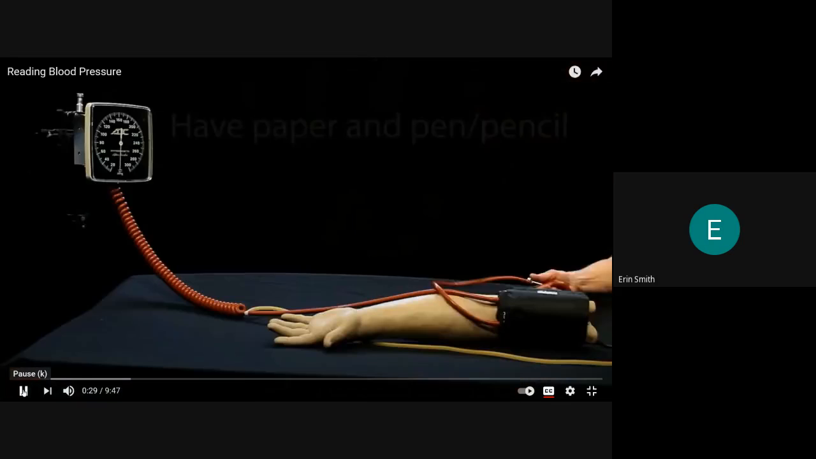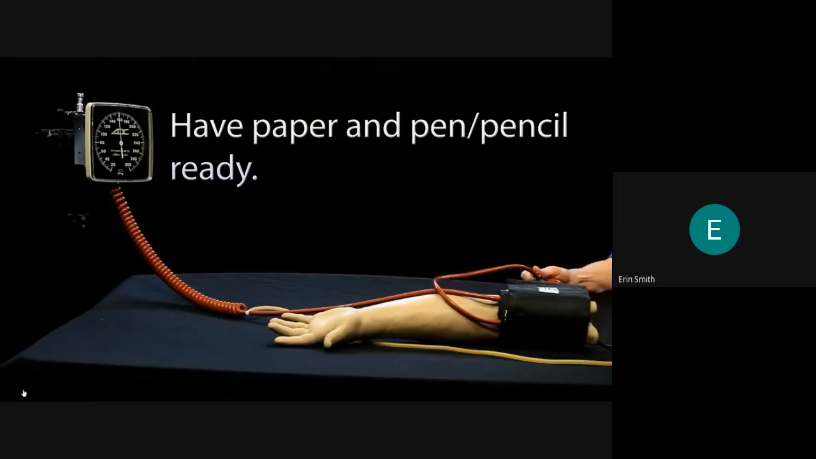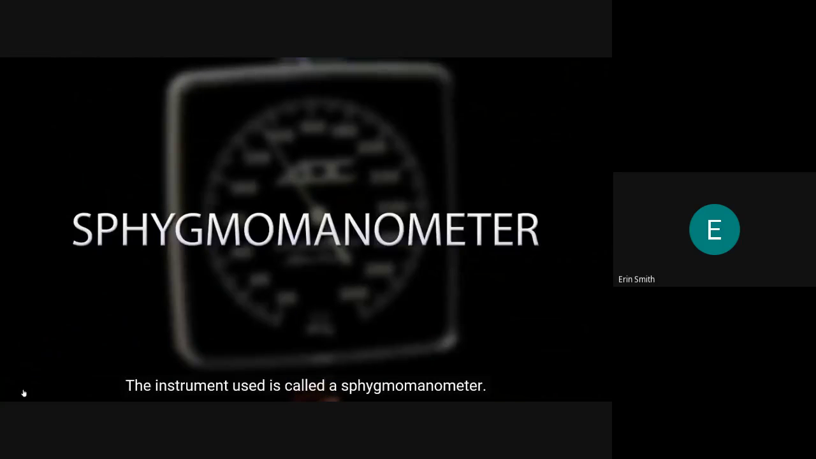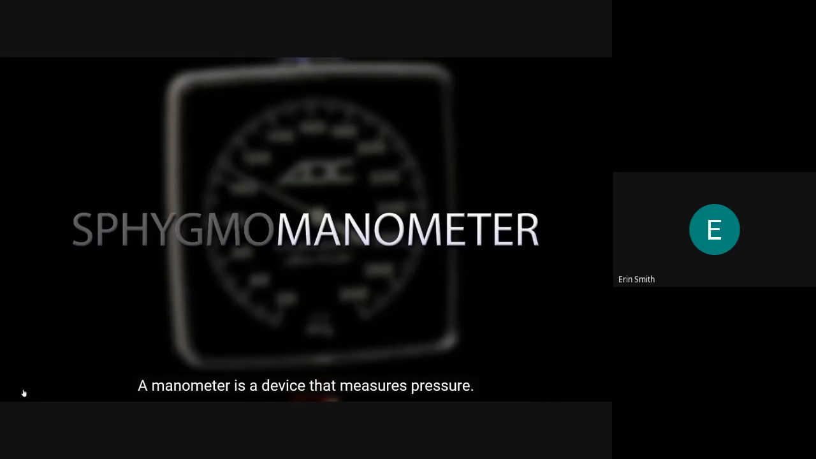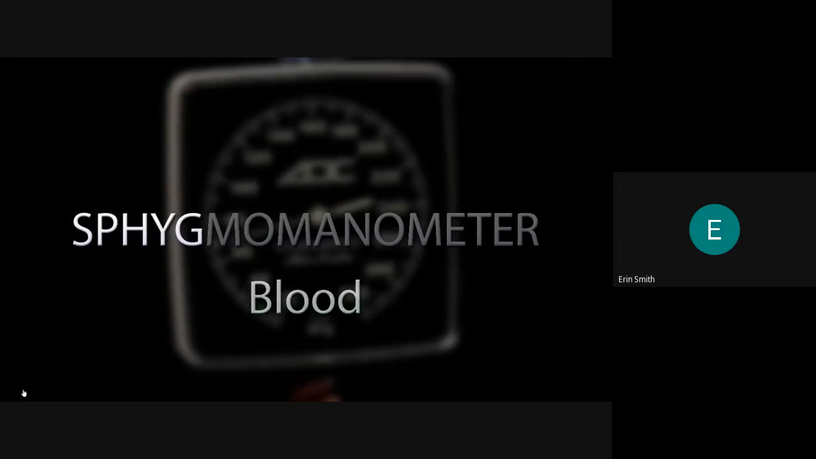Readings. And you will then record your reading, so you will need some paper and a pen or pencil. The instrument used is called a sphygmomanometer. You will be able to say this word. It takes a bit of practice. A manometer is a device that measures pressure. Sphig, which rhymes with big, relates to blood.